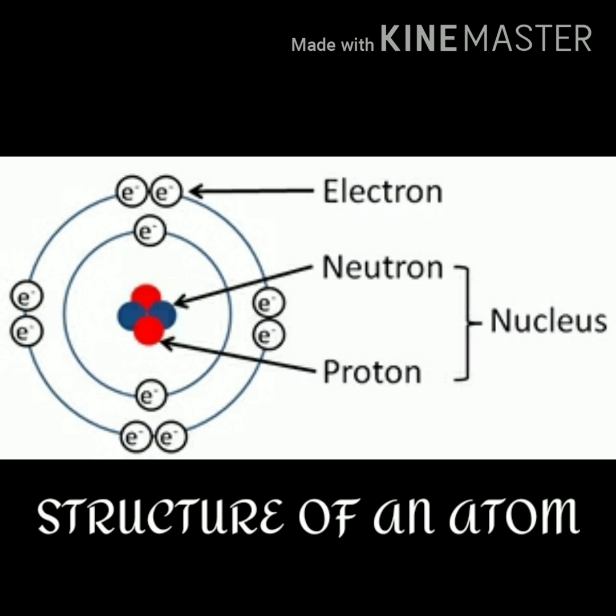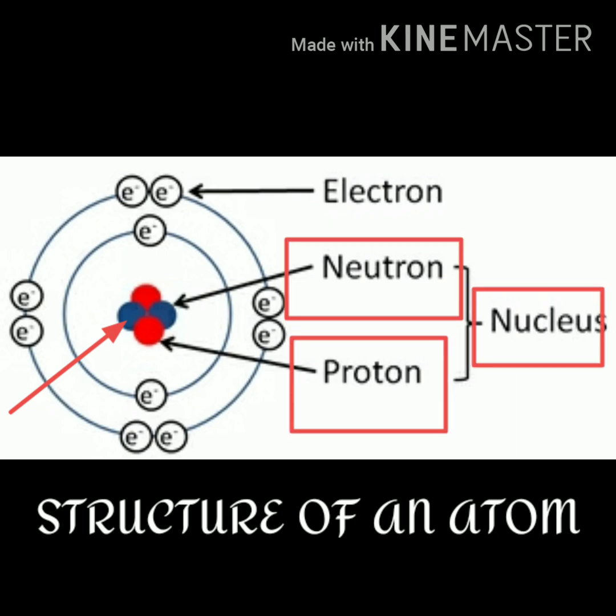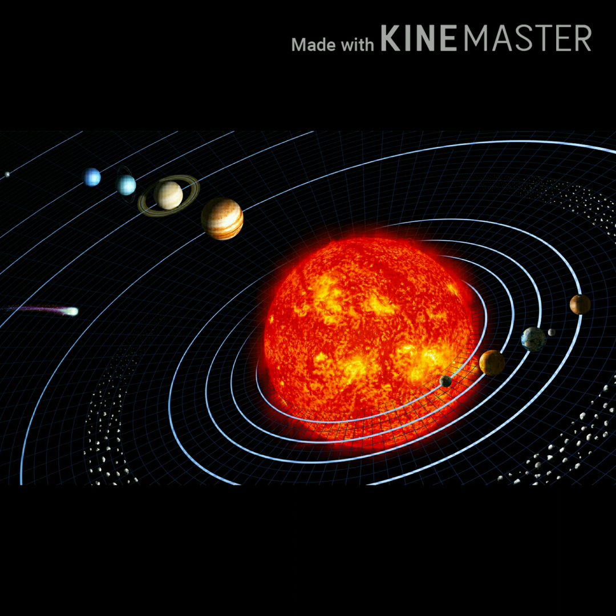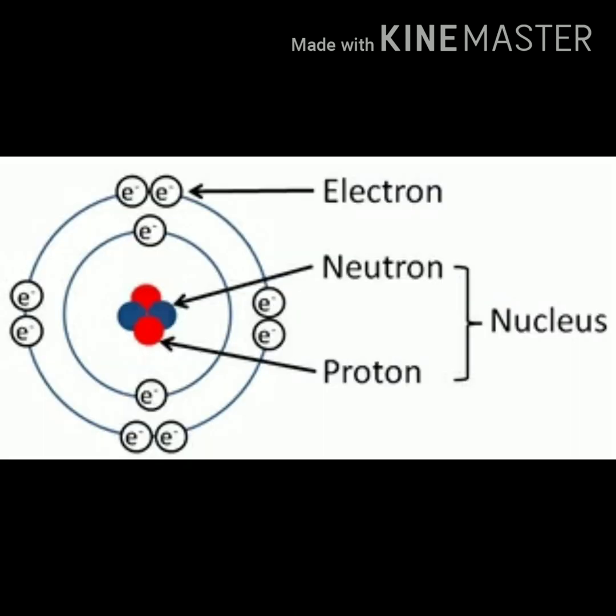If you see the picture that is on the screen, you will see that in the center, the blue and red, that is neutron and proton, form the nucleus. And then around the nucleus, you will find orbits in which you will find electrons. So, this diagram of an atom resembles the solar system. The sun is in the center, and then we have planets revolving around the sun. So structure of an atom is somewhat similar. In the center we have the nucleus, and around the nucleus we have electrons present in the orbits.